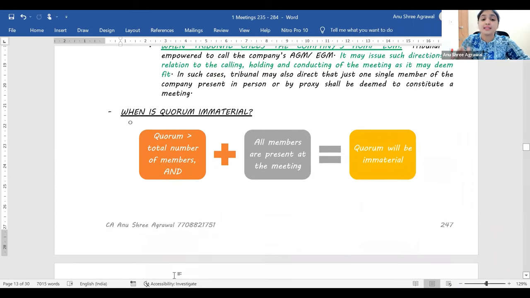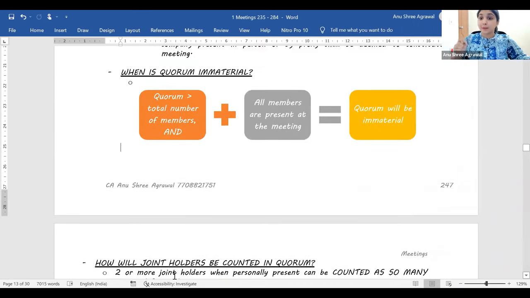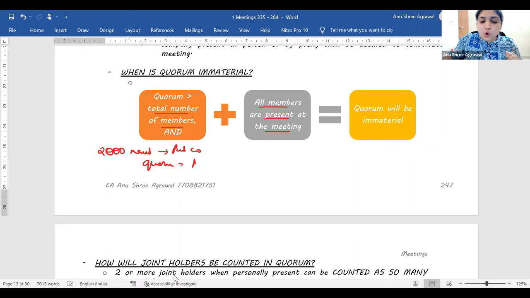Understood, guys? And then coming to one last point, when does quorum become immaterial? If the quorum is more than the number of members of the company and all the members are present. Let us take one example. There are totally 2,000 members in a public company. What is a quorum as per the Act? Tell me. Quorum as per the Act will be 15, right?